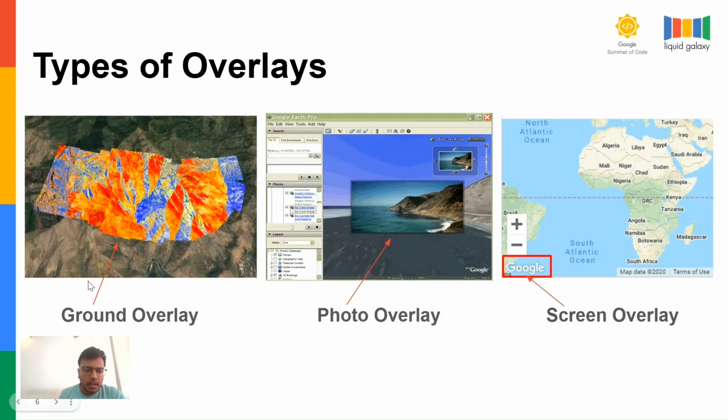So we can see that different overlays are there. The ground overlay is above the ground terrain, and the screen overlay is above the screen, consuming specific pixels. The photo overlay also comes over the screen, but in the form of a photo. So this is the major difference between the three.